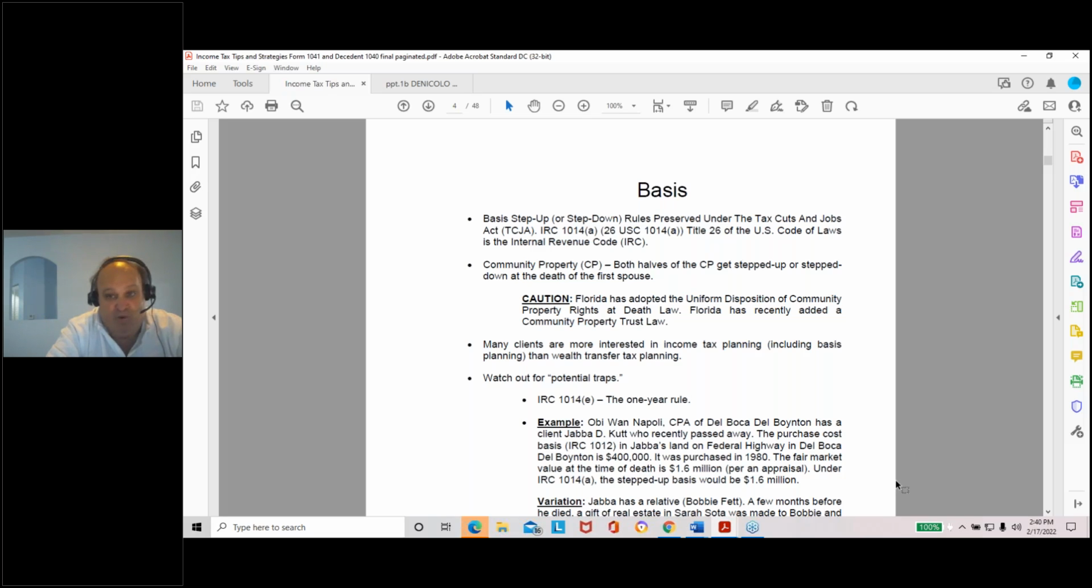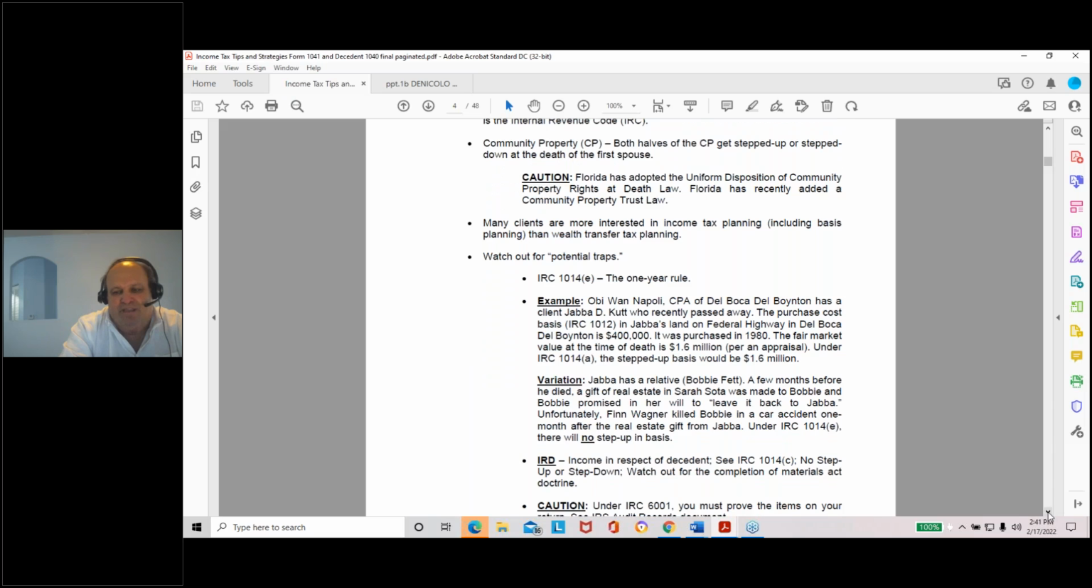So we have an example of Obi-Wan. You know, I'm a Star Wars fan. Obi-Wan never told me about this. And of course, the client has to be Jabba the Hutt because that's the client that doesn't have any basis records, and there are no records. The purchase cost, under Internal Revenue Code Section 1012, was Jabba's land on Federal Highway in Del Boynton, another good old Seinfeld thing. $400,000 cost basis, fair market value is $1.6 million. The stepped up basis would have been under 1014, $1.6 million. But again, if you have this trapdoor, you have to be careful of the trapdoor, right? So we want to be careful about that.